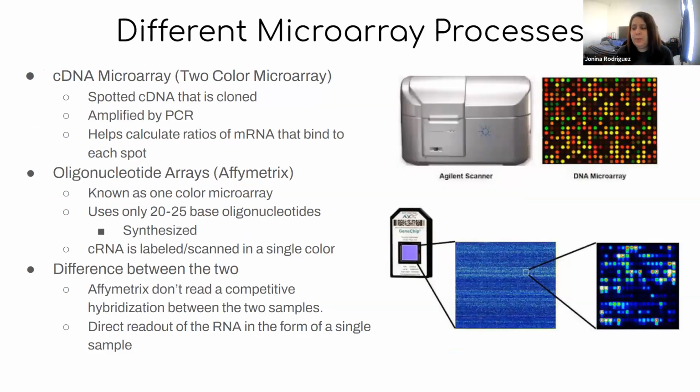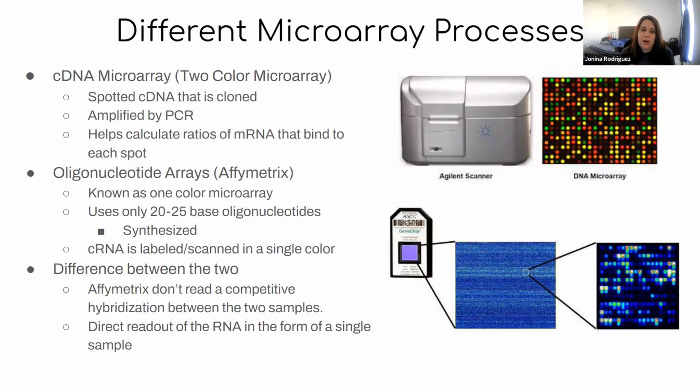So there are different processes for microarray. One of them is the cDNA microarray, which is also known as the two-color microarray. It uses spotted cDNA that is often cloned. You amplify this DNA fragment and RNA fragments using PCR, and then it helps calculate the ratios of mRNA that bind to each spot. If you look over to your right, you can see the little microarray panel with all the different colors. Each little color represents a different type of expression, the amount of RNA, and the binding factor that it has to these specific gene expressions.